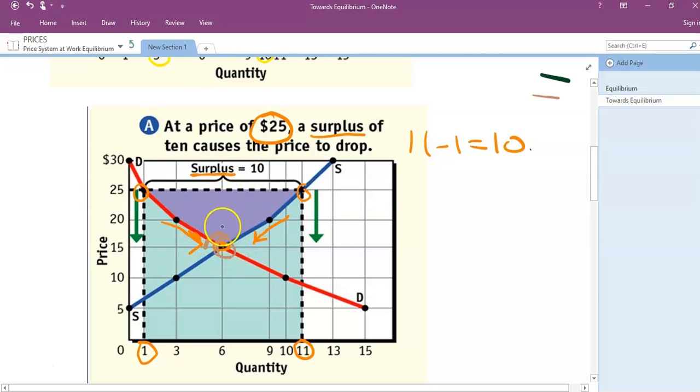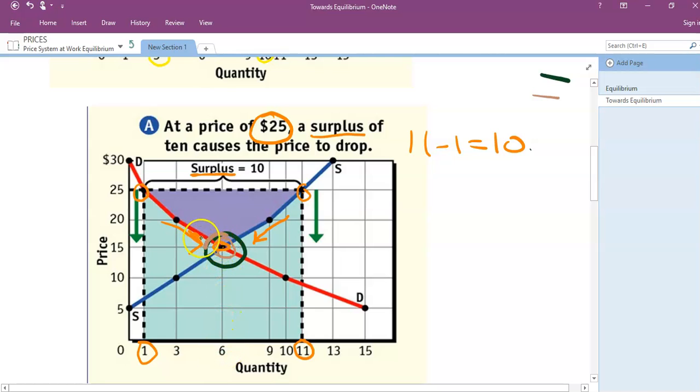So the equilibrium price and quantity, this location right here, where the quantity demanded is equal to the quantity supplied. So the equilibrium price at this point in this example is $15 and the equilibrium quantity is 6.